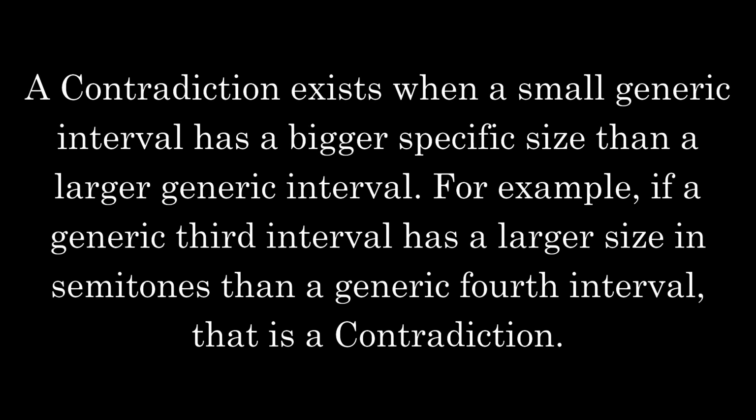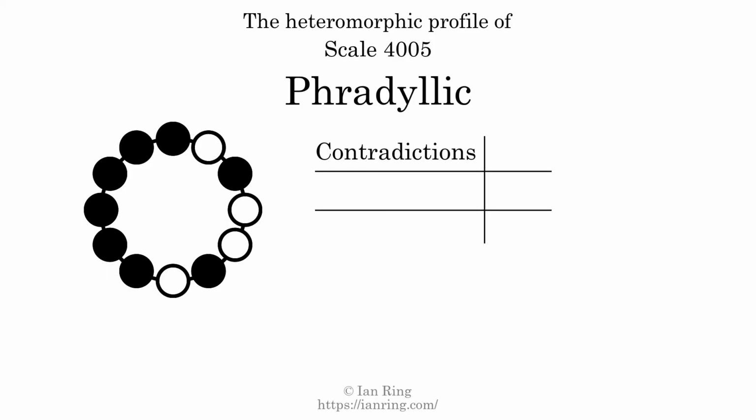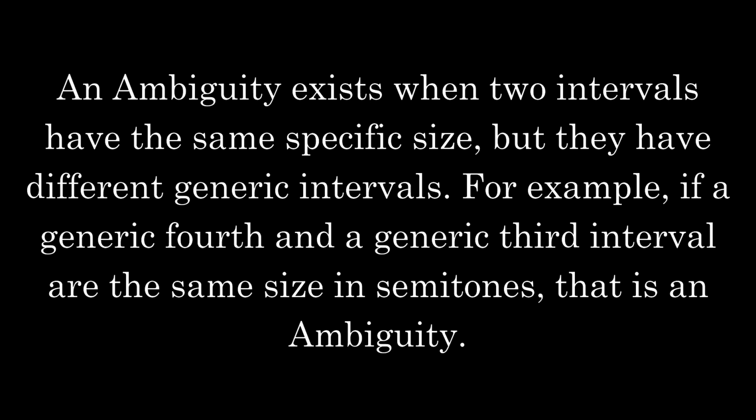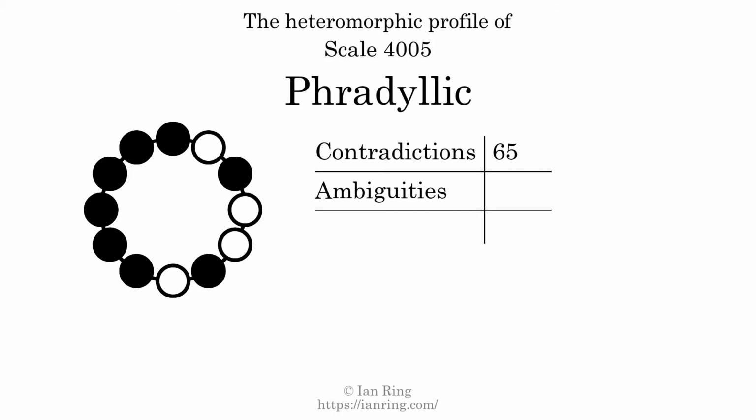A contradiction exists when a small generic interval has a bigger specific size than a larger generic interval. For example, if a generic third interval has a larger size in semitones than a generic fourth interval, that is a contradiction. The number of contradictions in this scale is 65. An ambiguity exists when 2 intervals have the same specific size, but they have different generic intervals. For example, if a generic fourth and a generic third interval are the same size in semitones, that is an ambiguity. The number of ambiguities in this scale is 66.